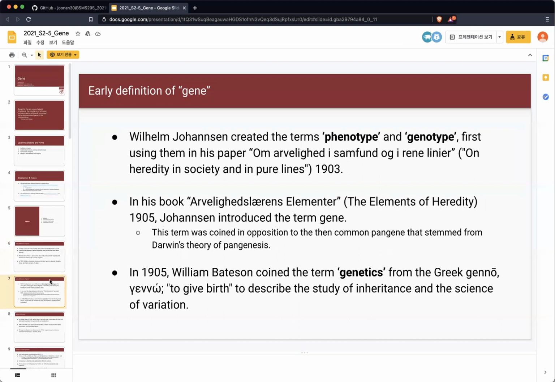Okay, so Johannsen also created the terms phenotype and genotype, because he had to explain the relationship between the Mendelian factors and the phenotypes Mendel described at the time, right? So the phenotype is the external appearance of the organisms, whether the peas are tall or short, wrinkled or round, and all of these things we can perceive externally from the organisms. We call that the phenotype, right?